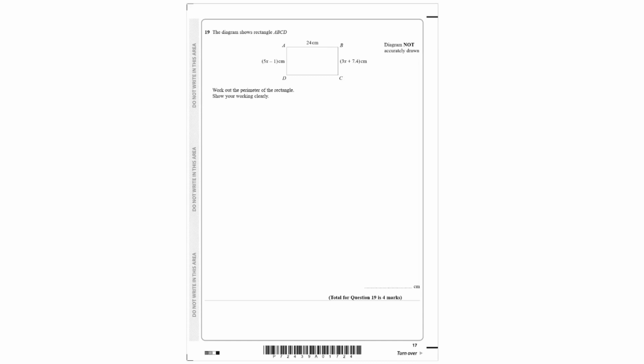The diagram shows rectangle ABCD. Work out the perimeter of the rectangle. Show your working clearly. We can see that side AD is equal to side BC. So that means 5x minus 1 is equal to 3x plus 7.4.